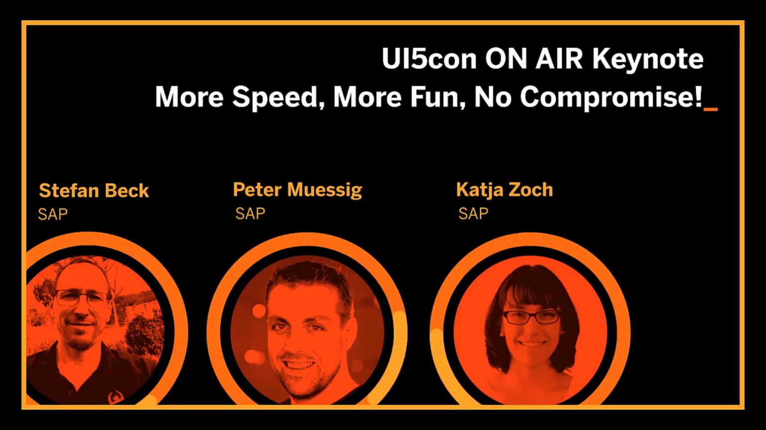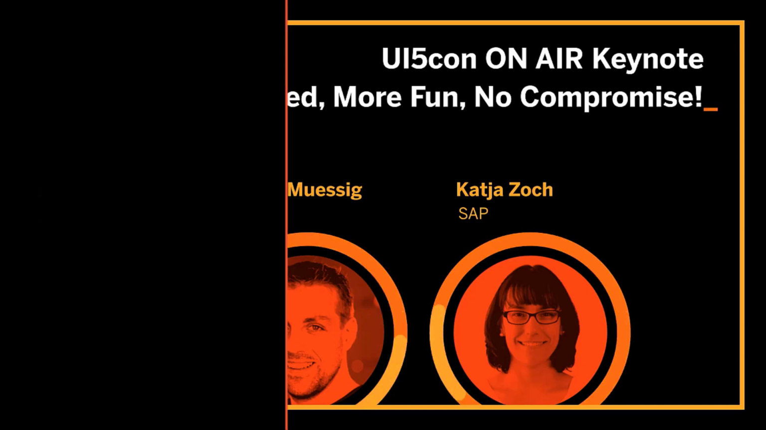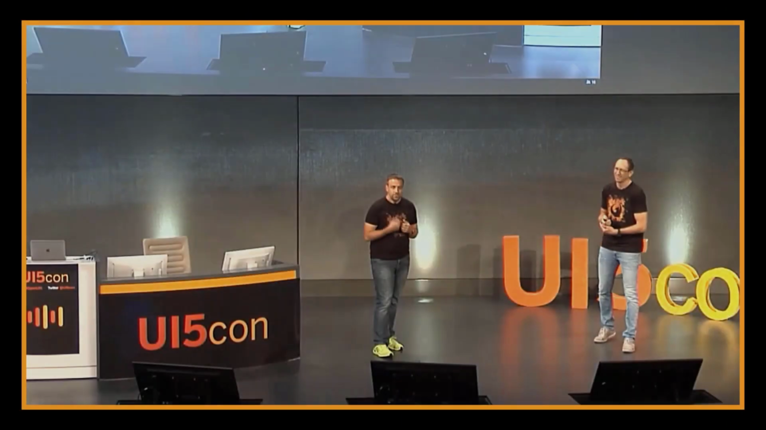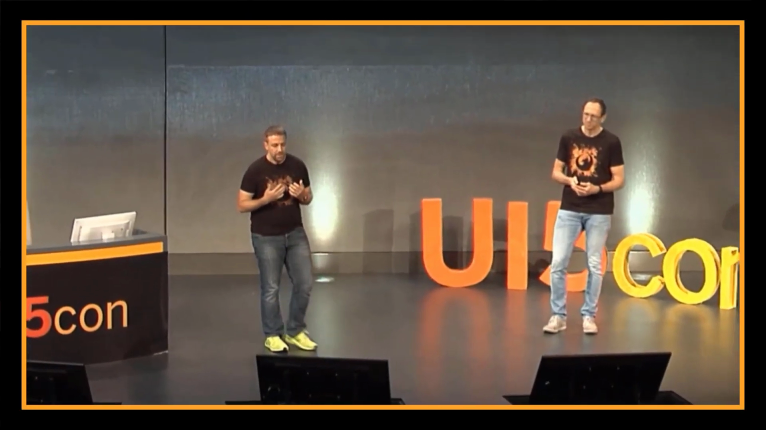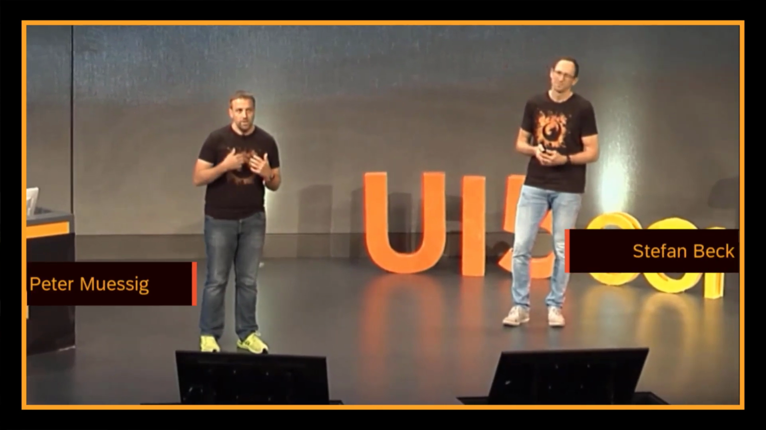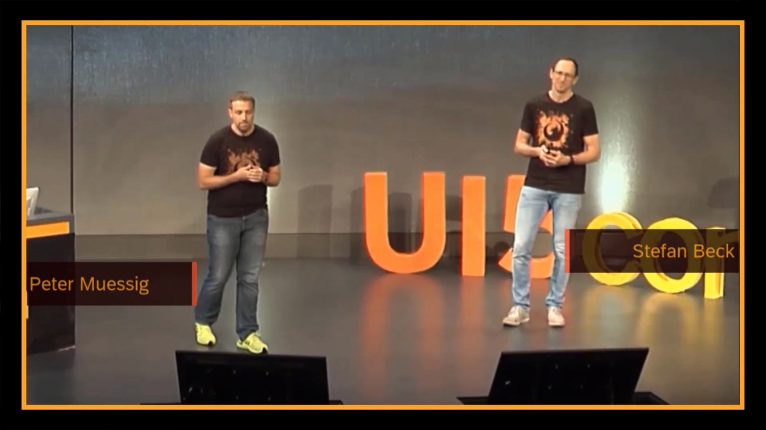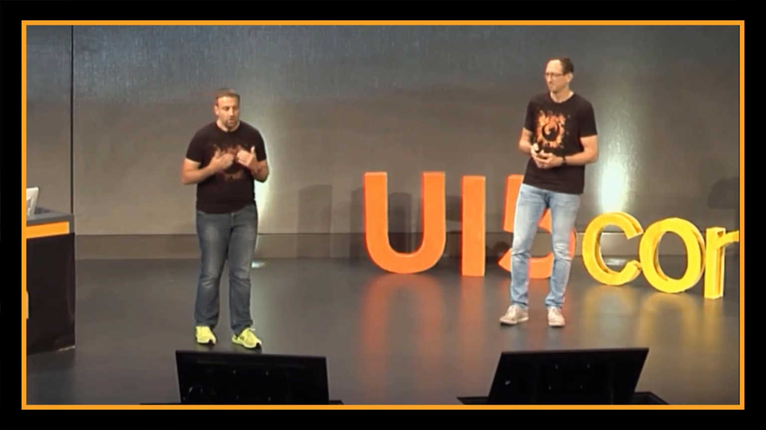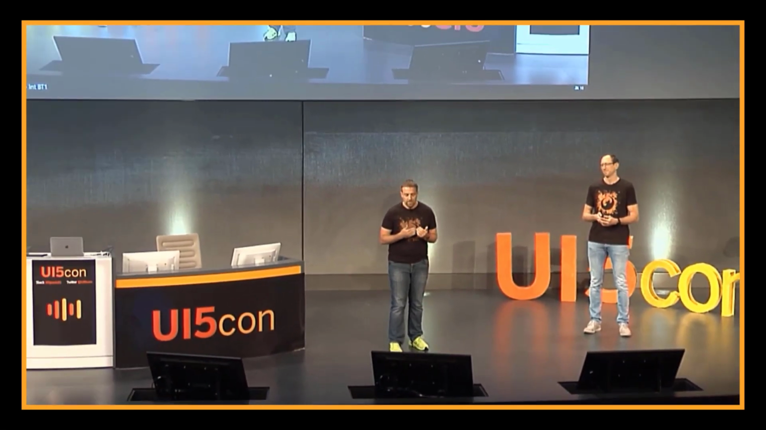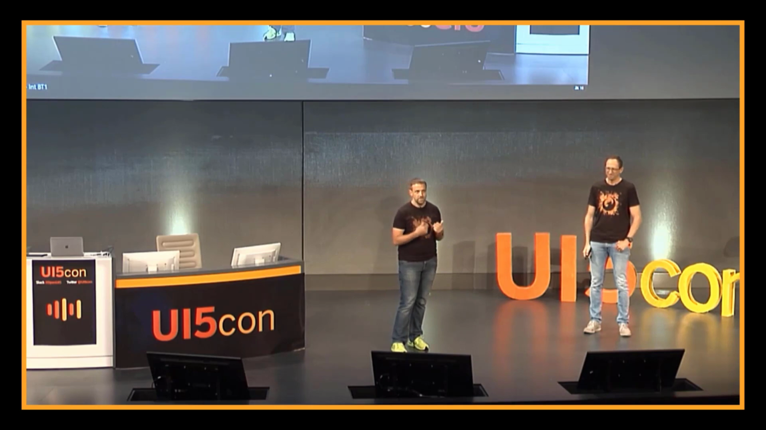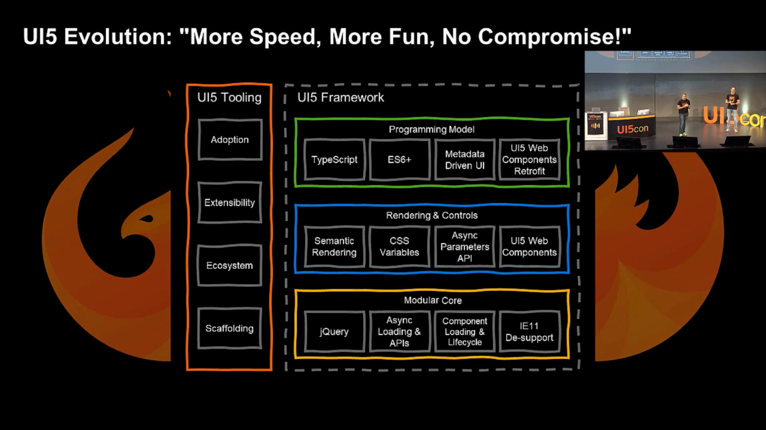More speed, more fun, no compromise. So with that, we want to just recap a bit what we have said yesterday. We walked a bit through this layered architecture paradigm pattern, talking about innovation which has happened in the modular core, in the rendering and controls area, and the UI5 tooling. We saw a nice demo here on how things are fitting together. And on the last level, on the program model side, we said we keep something out, right, Stefan?